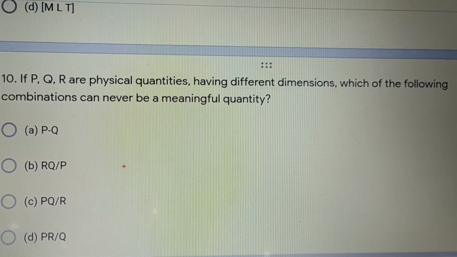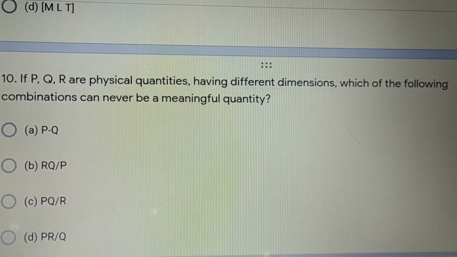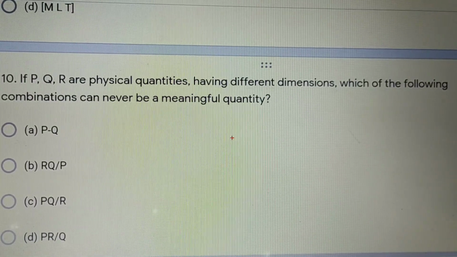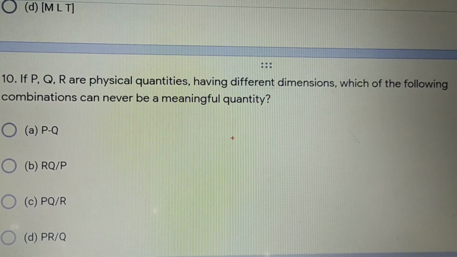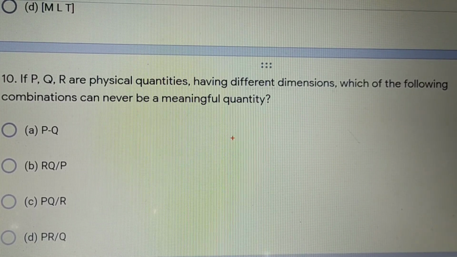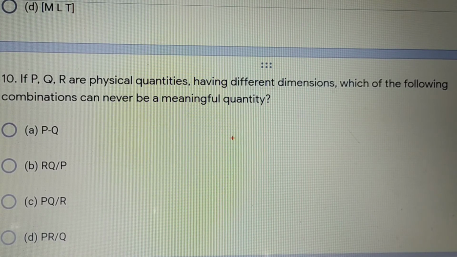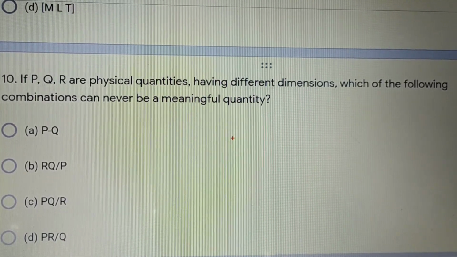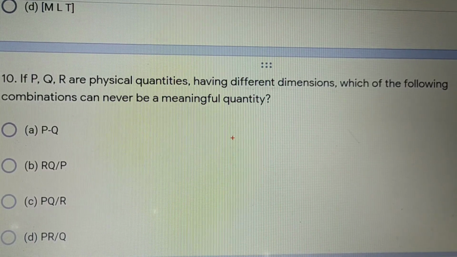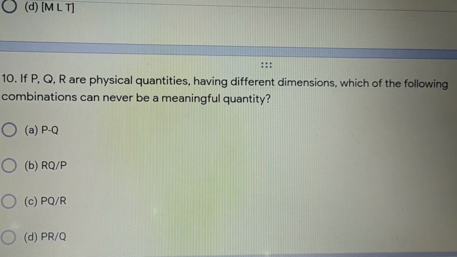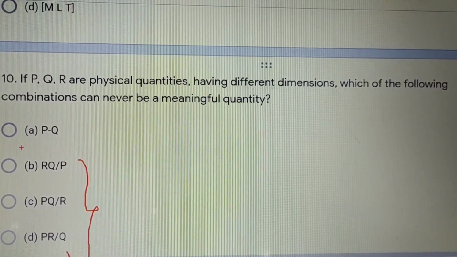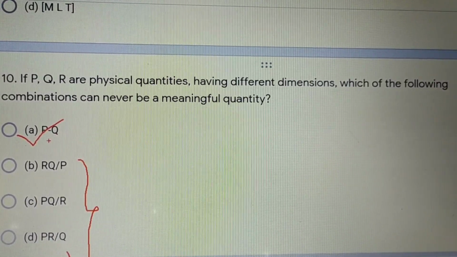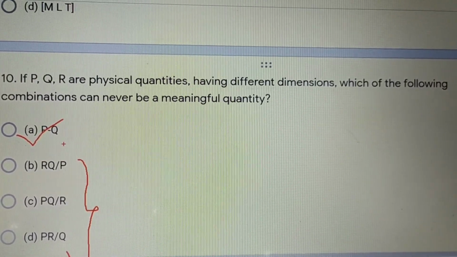Division, multiplication, all these things can be done. We also see meter per second, that means we have divided meter with second. That is how we get velocity. That is a meaningful combination if we divide or multiply. But we can add or subtract only two quantities having similar units or similar dimensions. So which of the following is a meaningless combination? This one is correct, and all 3 below are meaningful combinations. But the first one is meaningless, because two quantities having different dimensions can never be added nor subtracted.